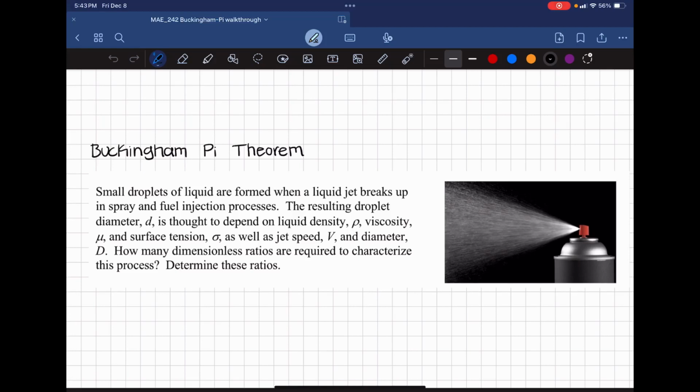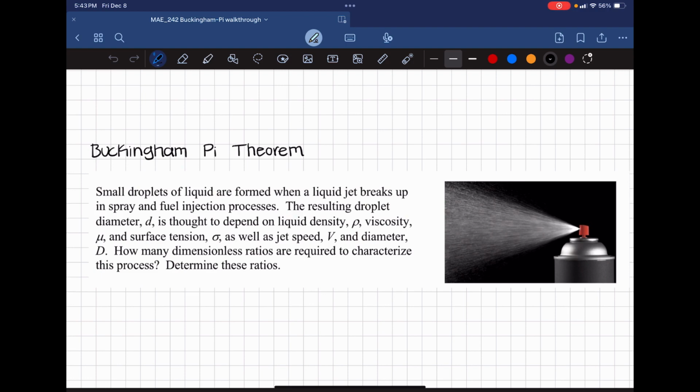So this is going to be a video walkthrough on how to solve a Buckingham Pi theorem problem. And for this problem, we are given a problem statement which says, small droplets of liquid are formed when a liquid jet breaks up in spray and fuel injection processes.